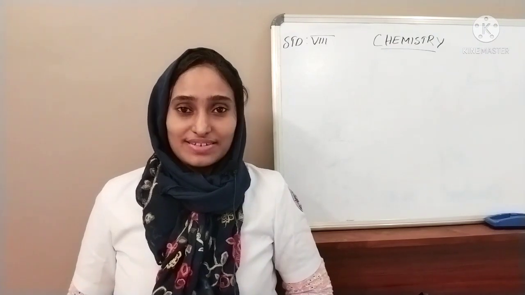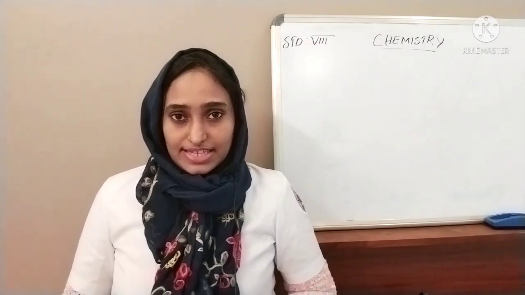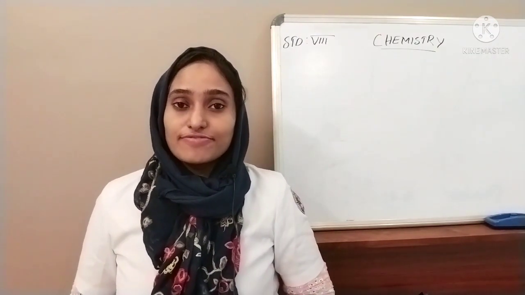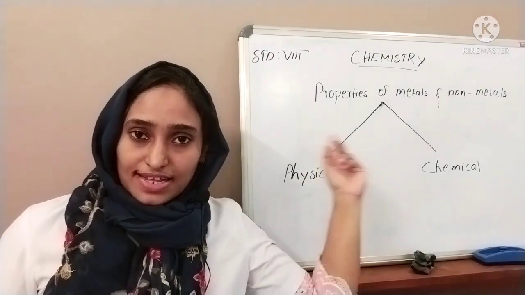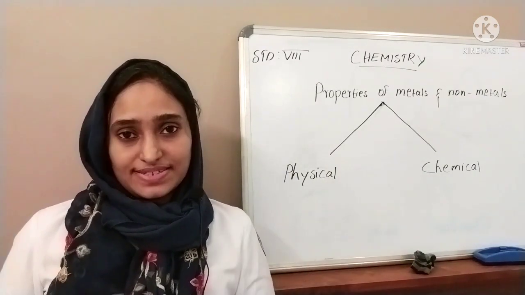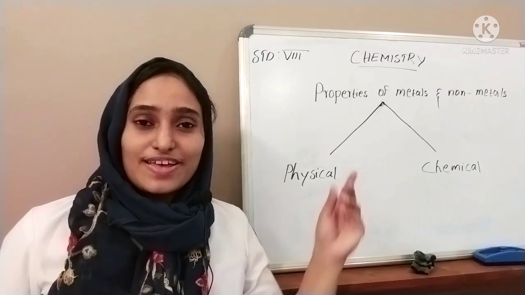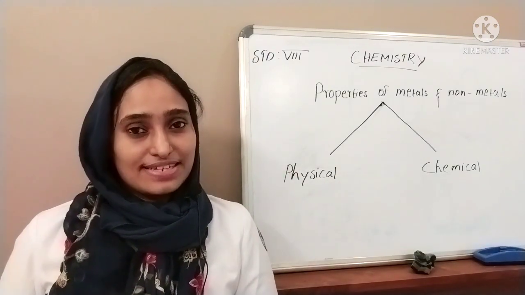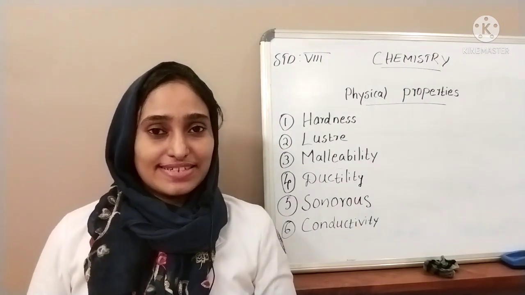For this, you have to know about the properties of metals and non-metals. In this chapter, you have to learn about properties of metals and non-metals. Properties are generally classified as physical properties and chemical properties. In this session, we are going to discuss the physical properties of metals and non-metals. So, let's see the physical properties of metals and non-metals.